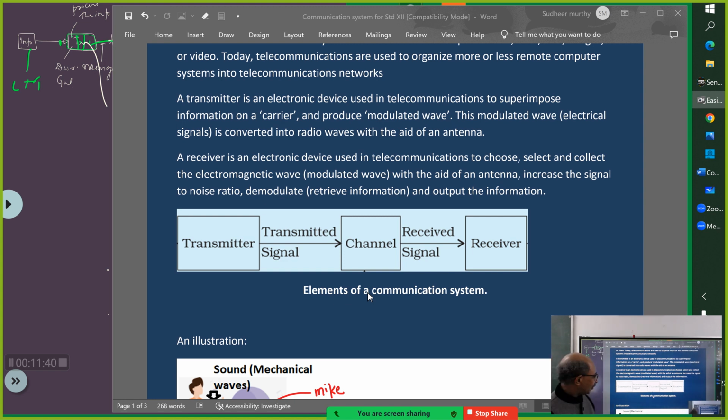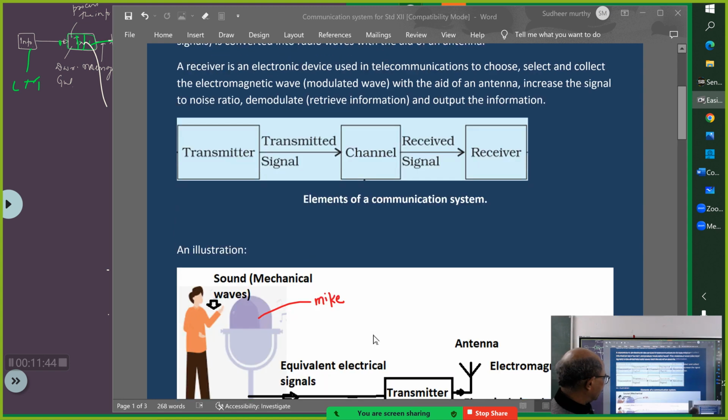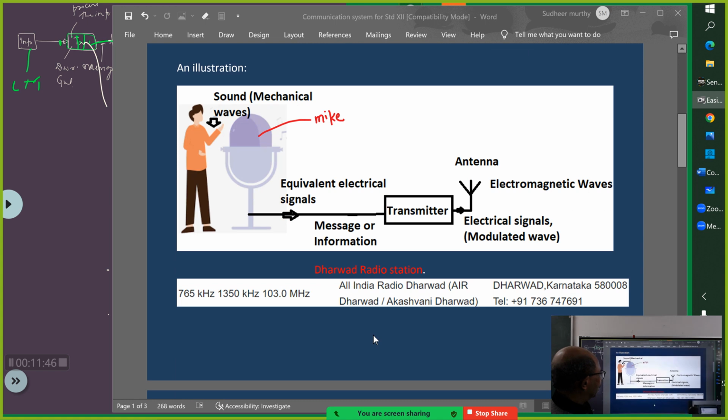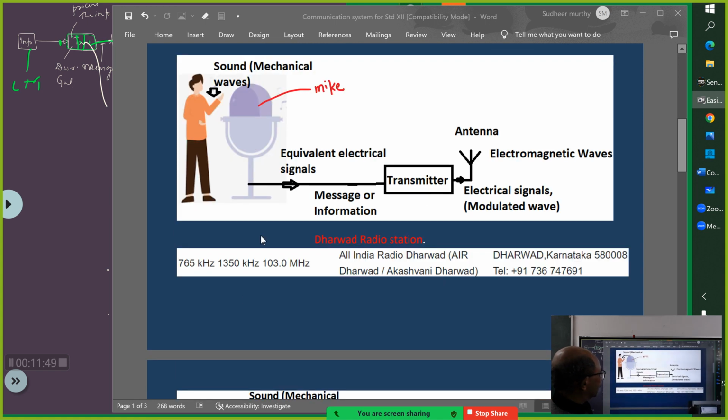Right. Okay. Now I have prepared a nice illustration for all of you. So just study this diagram, and if you have anything to ask, you can ask. Please study this diagram.